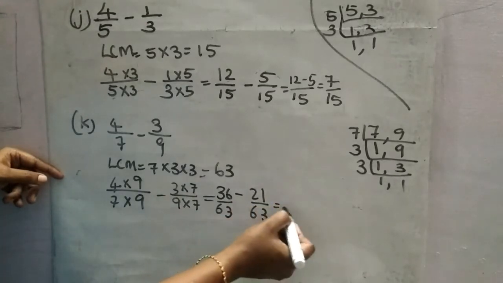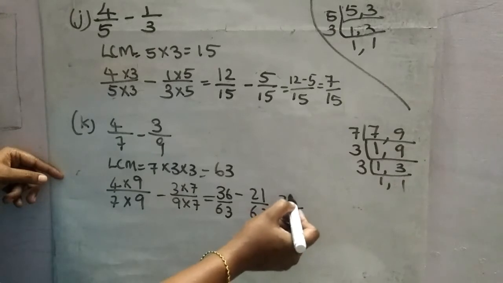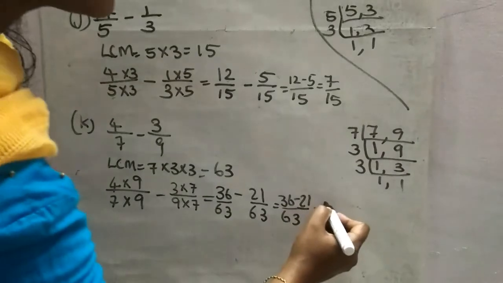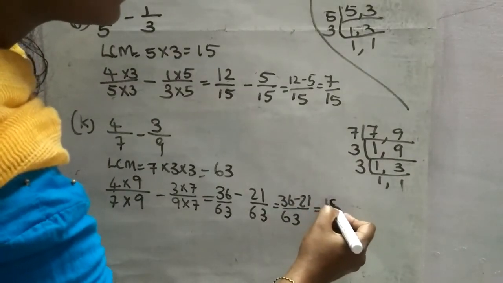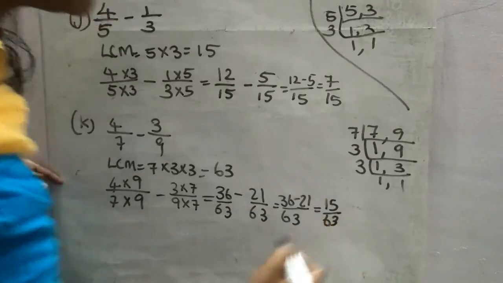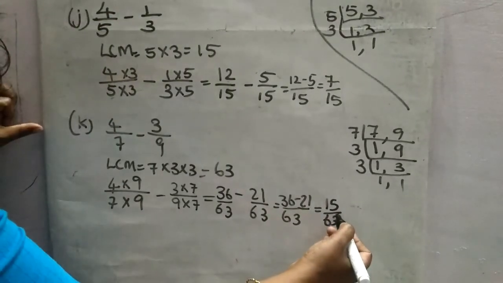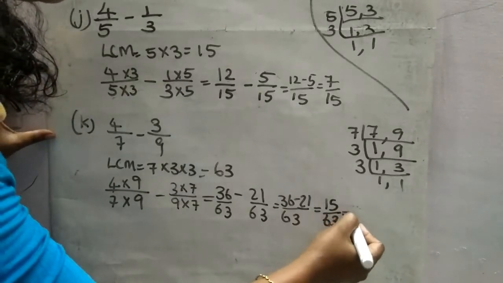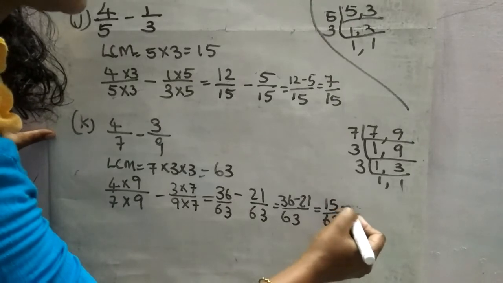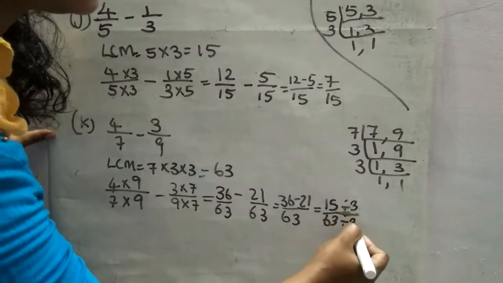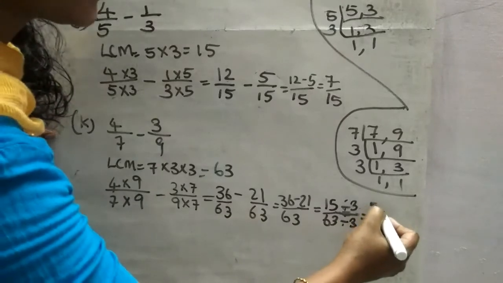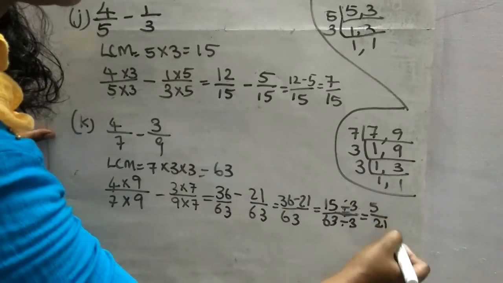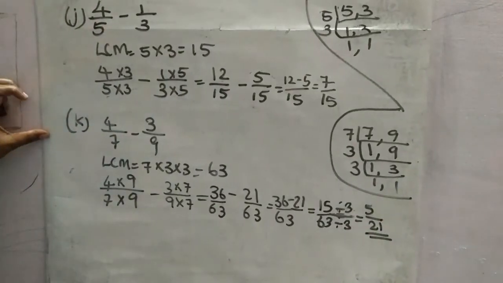Now the denominators are same. Write the same denominator. 36 minus 21. What will you get? Yes, 15 by 63. Okay. Divisible by which number? 3. These numbers are divisible by 3. So we can divide both numerator and denominator by 3. What will you get? 15 by 3 you get 5. 63 by 3, 21. So 5 by 21, it is the answer.